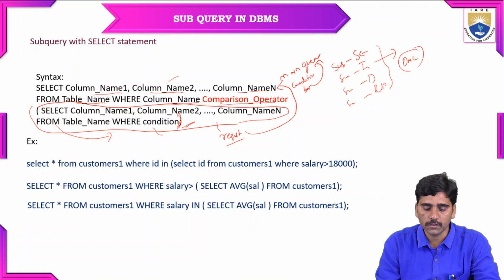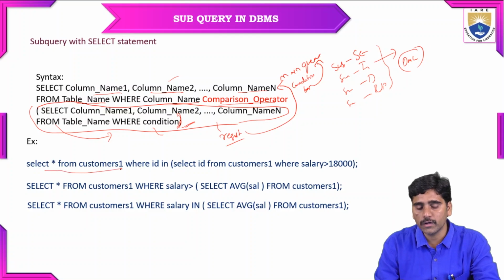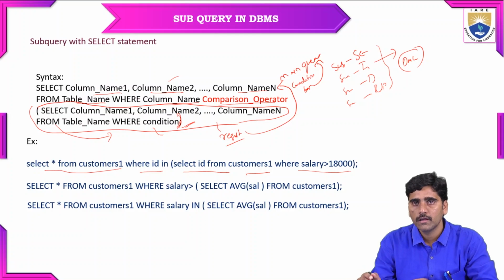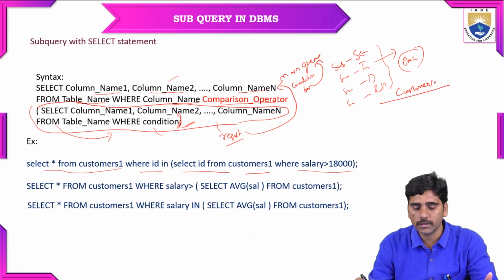Take an example: SELECT * FROM customer1 WHERE ID IN (SELECT ID FROM customer1 WHERE salary > 18000). Suppose I am creating the customer1 table containing customer ID, customer name, and customer salary. The salaries will be like 15,000, 18,000, 20,000, up to 30,000. You can mention some examples.